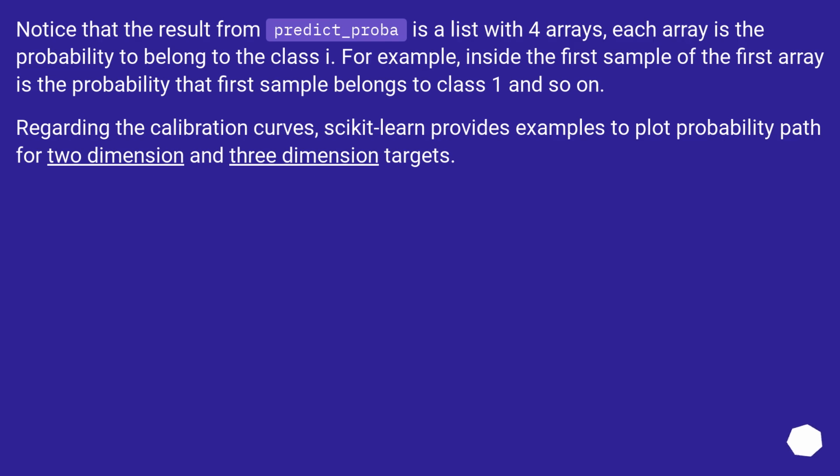notice that the result from predict_proba is a list with 4 arrays. Each array is the probability to belong to class i. For example, the first sample of the first array is the probability that the first sample belongs to class 1, and so on. Regarding the calibration curves, scikit-learn provides examples to plot probability paths for 2-dimension and 3-dimension targets.